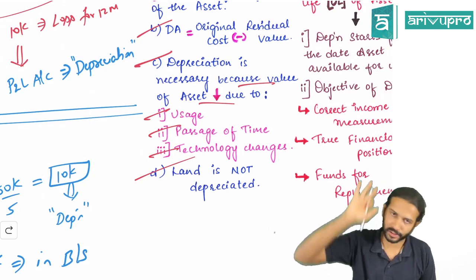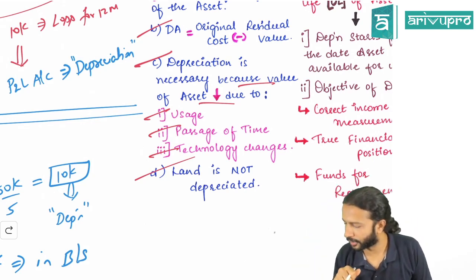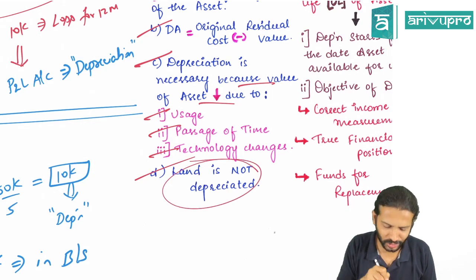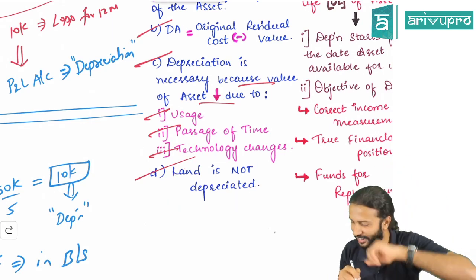I'm only telling the answer. On land, we don't calculate depreciation. Sir, land cannot be created or destroyed. Okay. Because its value increases over years. Okay. Somebody is saying it's a fixed asset. Everything is a fixed asset only. Depreciation is calculated on fixed assets only.